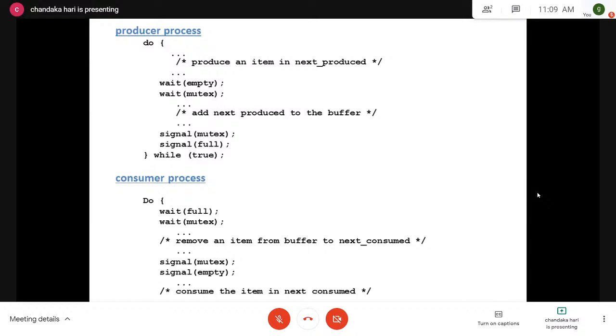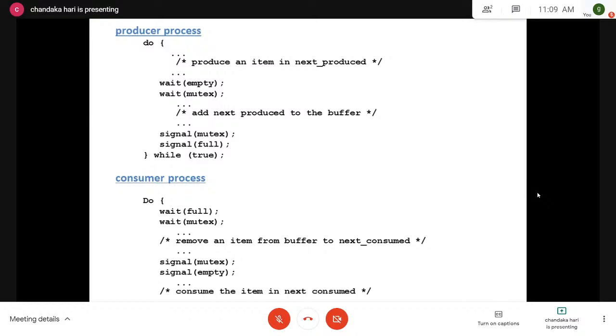Now see, the producer is issuing a signal full, and the consumer is waiting for that. Yes, wait full. Once you have a wait full, that implies at least one item is there for consuming from the buffer. Wait full indicates that at least one item is there for consuming from the buffer. And immediately once an item is there in the buffer, you are not allowed to enter into the critical section.